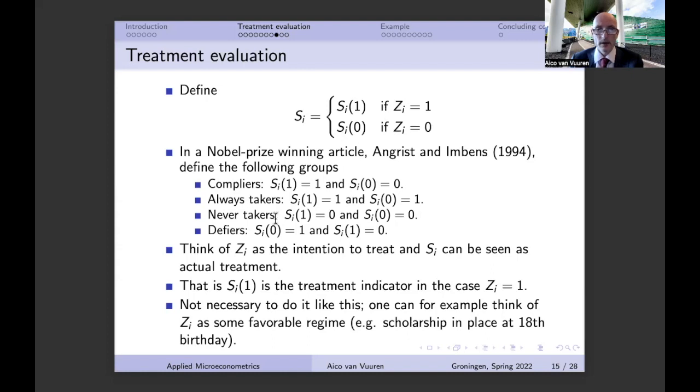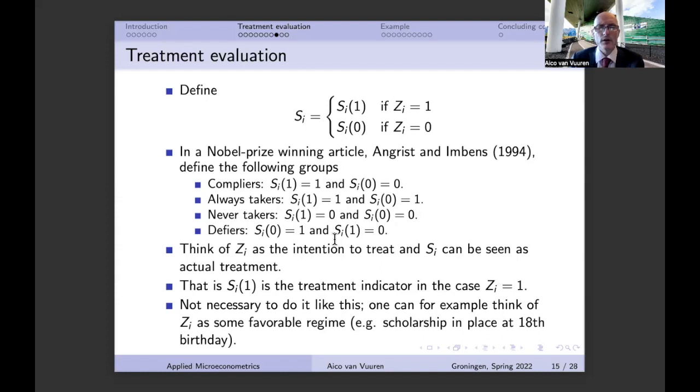And then finally we have the defiers, and defiers are individuals that are completely opposite to the compliers. Their Si0 is equal to 1 and their Si1 is equal to 0. So these are individuals that will be treated at the moment that their Zi is equal to 0, and they will not be treated at the moment that their Zi is equal to 1.